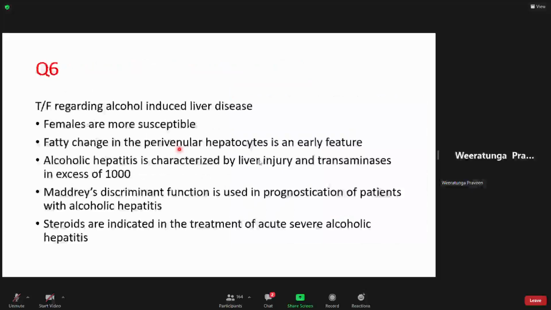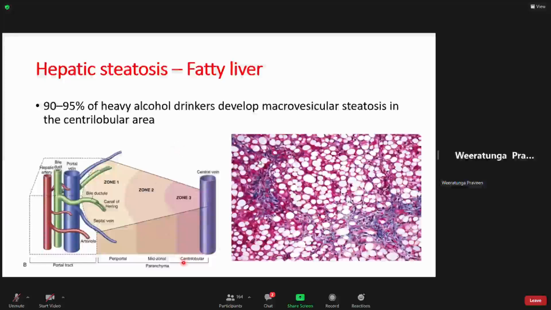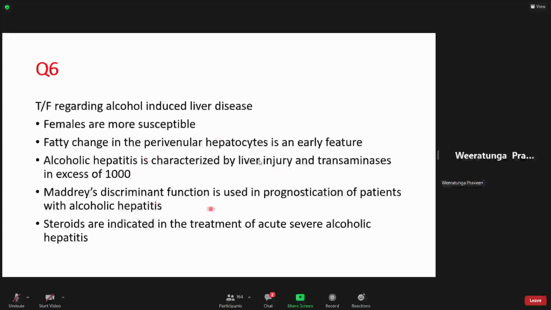True or false regarding alcohol-induced liver disease? Females are more susceptible, that is true. Even with a small amount of alcohol, females can develop alcoholic liver disease. It's a genetic thing, probably related to the enzymes that break down alcohol. In alcoholic liver disease, I just showed you that the fatty change mainly occurs in the centrilobular area.